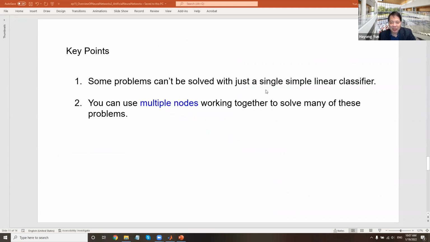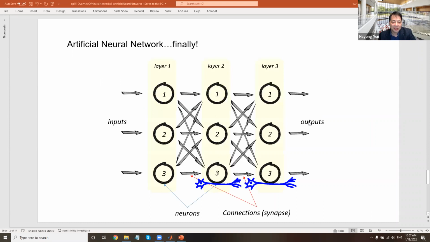So the problem is that some problems can't be solved with just a single simple linear classifier, and you can use multiple nodes working together to solve many of these problems. So the AI boom picked up again. So here's the artificial neural network. Instead of just one perceptron, one neuron like this, you can have multiple of them, multiple nodes, stacked in layers which receive multiple inputs. They are connected to the next layer, and so on.